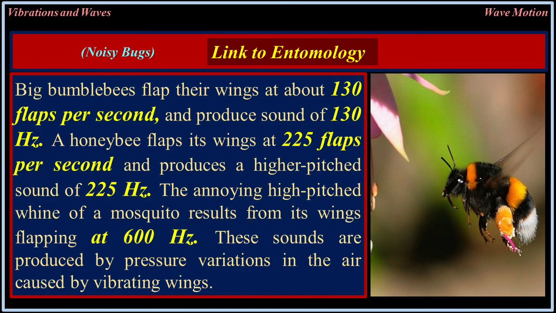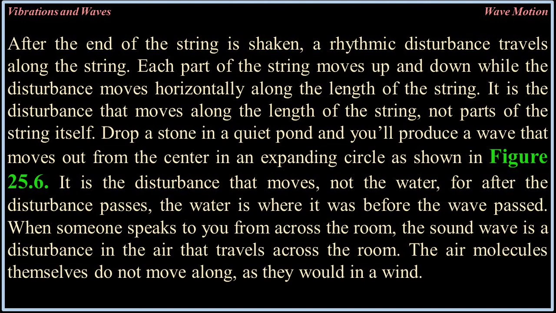Noisy bugs linked to entomology. Big bumblebees flap their wings about 130 flaps per second and produce sound of 130 hertz. A honeybee flaps its wings at 225 flaps per second and produces a higher pitched sound of 225 hertz. The annoying high-pitched whine of a mosquito results from its wings flapping at 600 hertz. These sounds are produced by pressure variations in the air caused by vibrating wings.